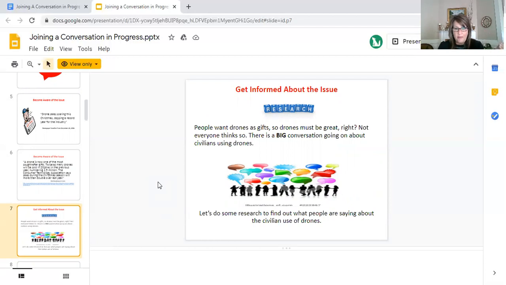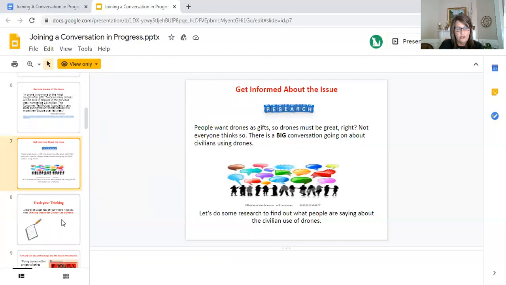So if so many people want drones as gifts, then they must be great. But what I have learned is not everybody thinks it's a great thing for all these civilians to be owning drones. And there's a big conversation going on about it. And so we need to do some research and not just look at headlines, but see what authorities, what credentialed people are at the table on this issue.